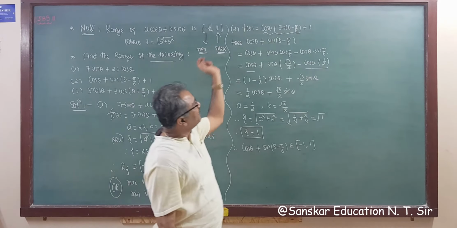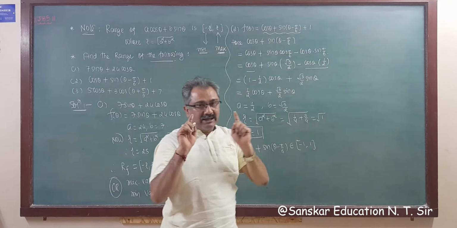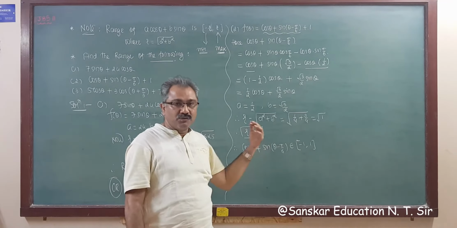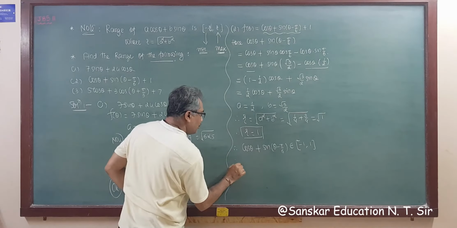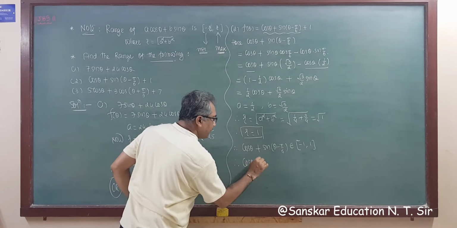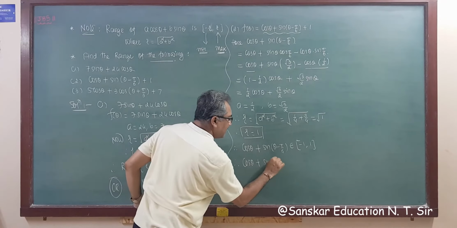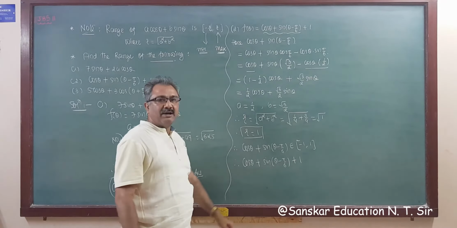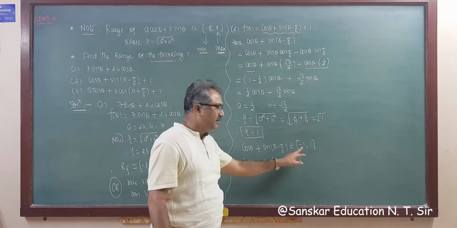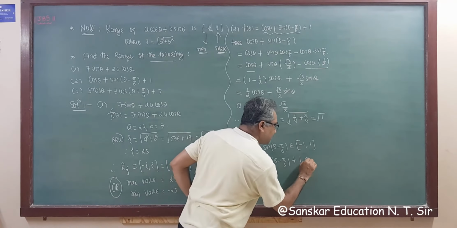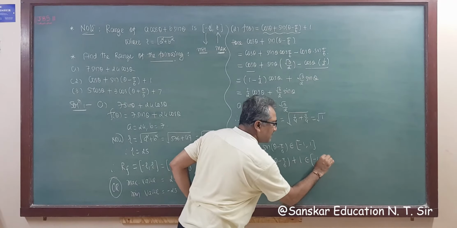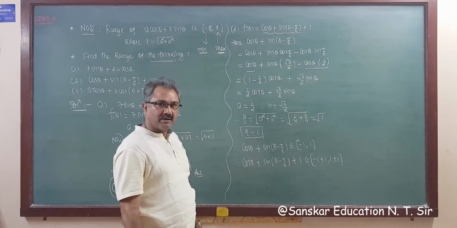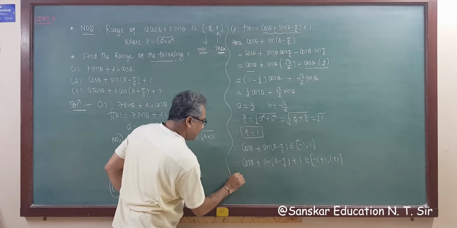Now we have to add this. You learn in relation and function how to find out the range, right? So this is cos theta plus sin theta minus pi by 6 and plus 1. So we are adding 1 here. So this belongs to minus 1 plus 1 and 1 plus 1. Got it? Right?